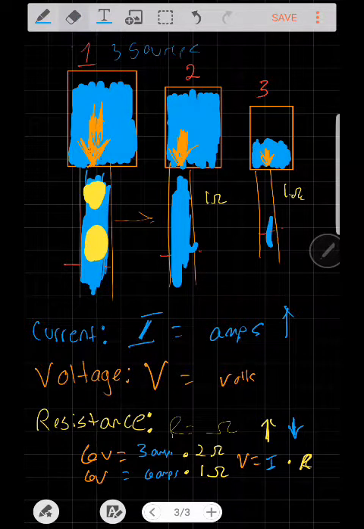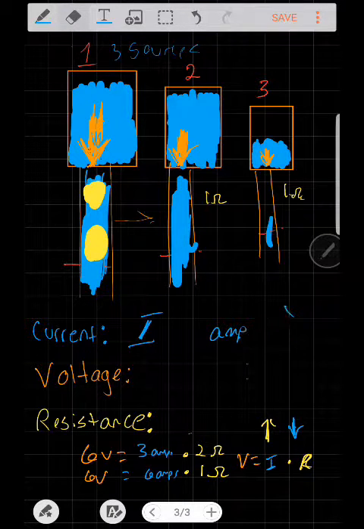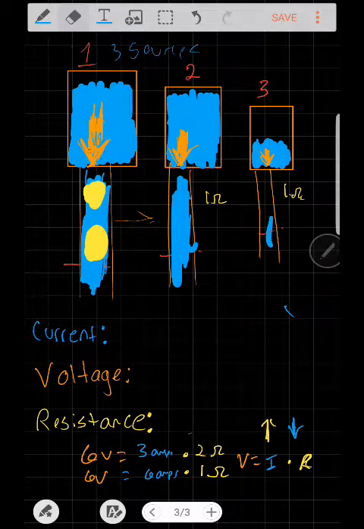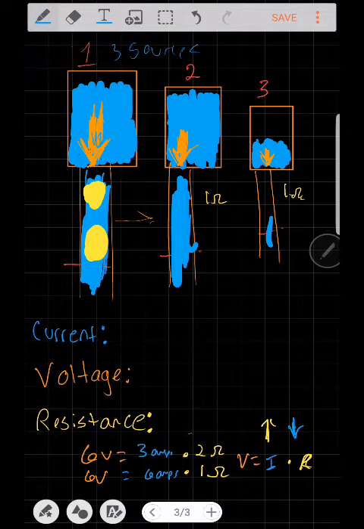And let's erase this stuff over here so we can write some more equations, because this is the fun part. So what if I wanted to keep my current the same? What if I wanted to keep my current at, let's call current 6.